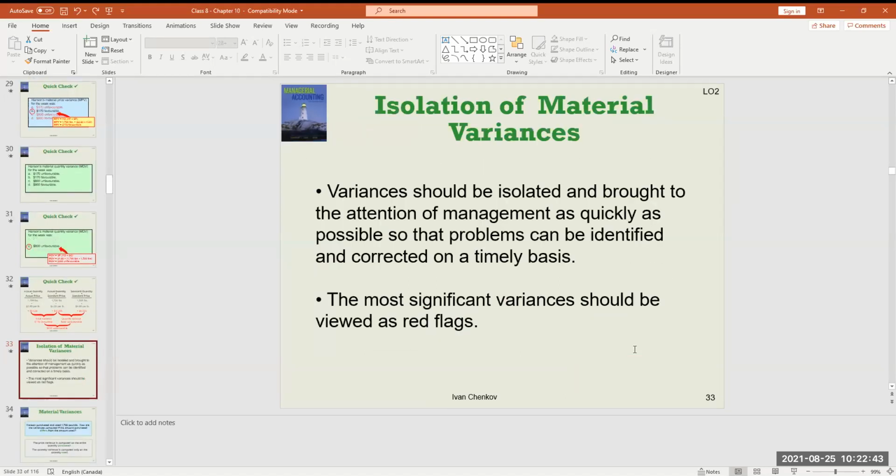Now, variances should be isolated and brought to the attention of management as quickly as possible. So once you see a variance, you just chase that variance right away. Don't leave it. You have to do something with it. And the most significant variances should be viewed as a red flag. That's where you should focus.